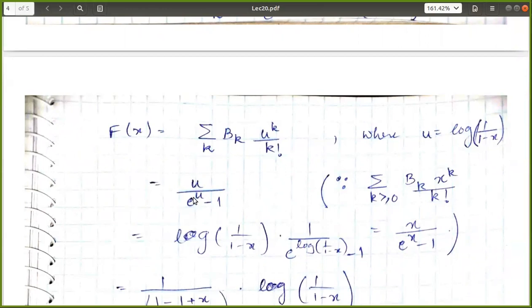So once you have u over e raised to u minus 1, you put back the value of u, which was log of 1 over 1 minus x. So you get log of 1 over 1 minus x, e raised to log. So this is a natural log. So e raised to log of something evaluates to that something. So you have 1 over 1 minus x minus 1.